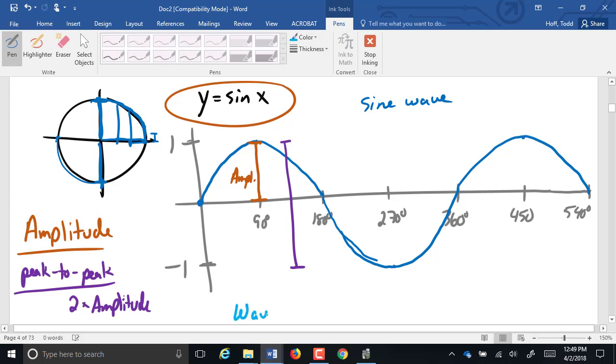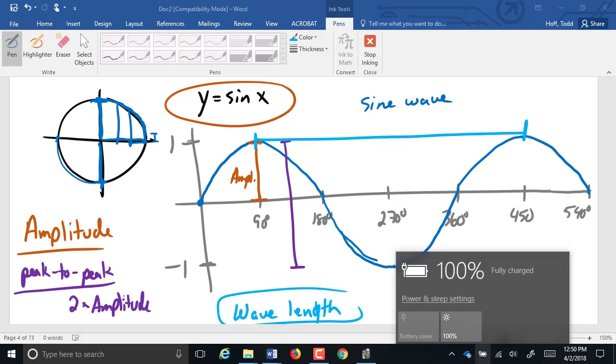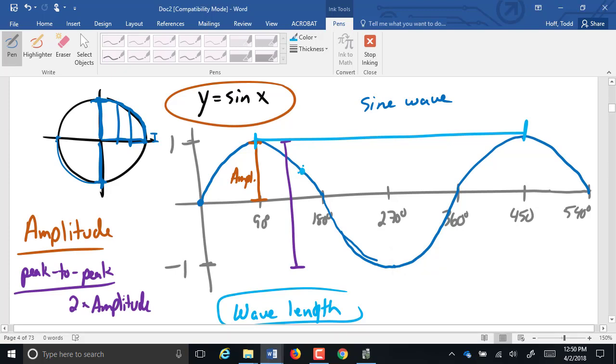Wavelength. It's the length to make a complete cycle. So pick a spot on the wave. I'm going to pick the peak here. The wavelength would be the distance to the other peak, the next peak. Of course, I could have picked this spot right here where it's going down. Wavelength would have been the distance to that same spot where it's going down on the next wave. That wavelength would be the same no matter where we measure it. In this case, that's 360 degrees, or complete cycle is our wavelength.